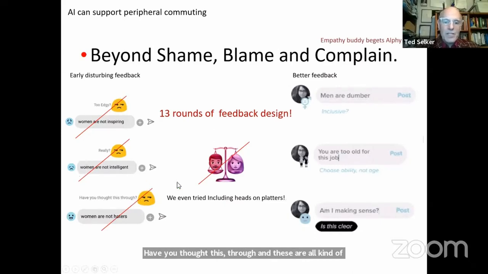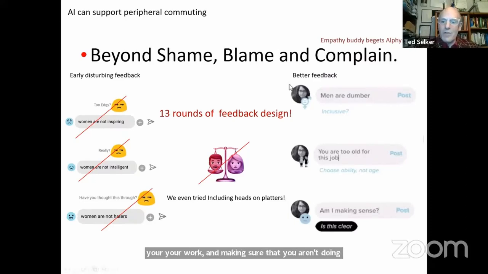And so what happened after 13 rounds of feedback design is we got to something better. By the way, along the way, at one point we were going to try to have inclusion be these two heads on platters. It was supposed to be that women and men are balanced, but if you look at that, that's a pretty gruesome image that we came up with. So it's often important, when you go to the icon factory, to have somebody else look at your work and make sure that you aren't doing something really stupid.